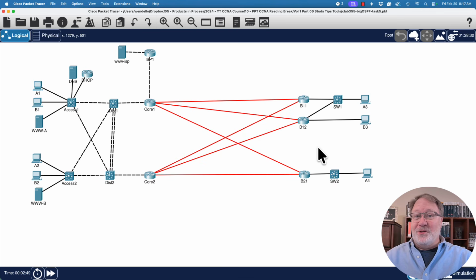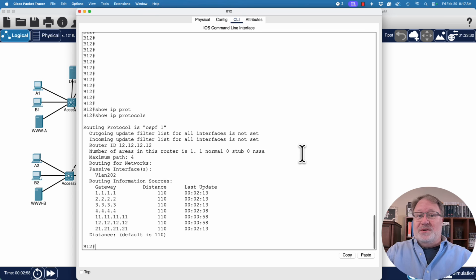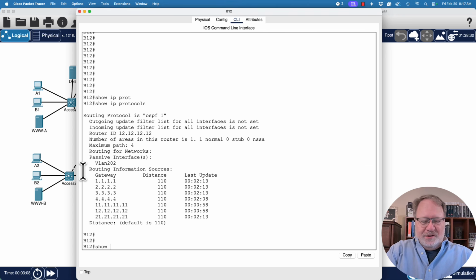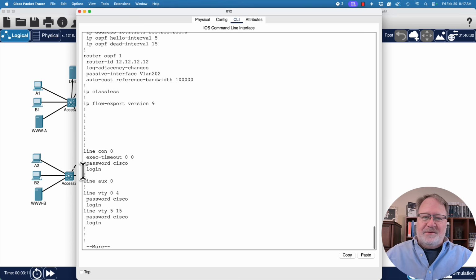So there's not a lot going on for task number 5. So let's go to B12, where we made the interface VLAN 202 passive. And the show IP protocols command is where you go to see the evidence of that. There's a section right about midway down that says passive interfaces, and it lists the passive interfaces, and there's VLAN 202. Now, a quick look at show running config. If you look down at the bottom where the OSPF config is, we see the command passive-interface VLAN 202.